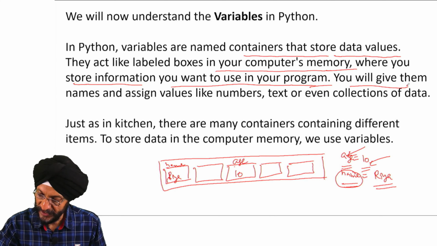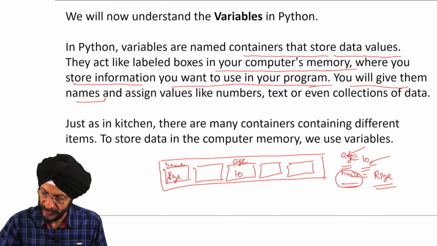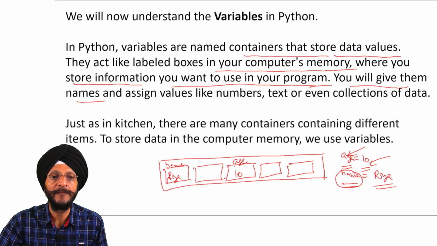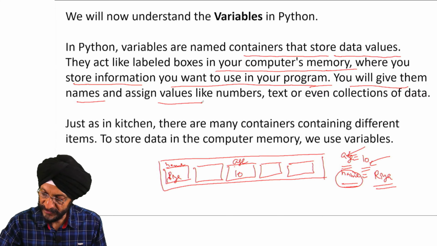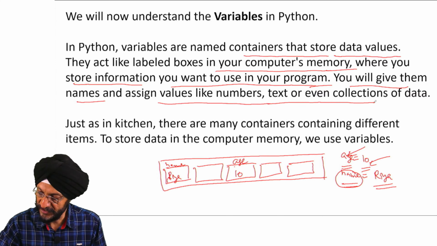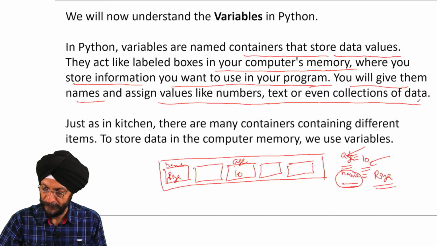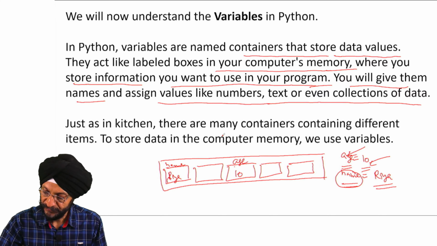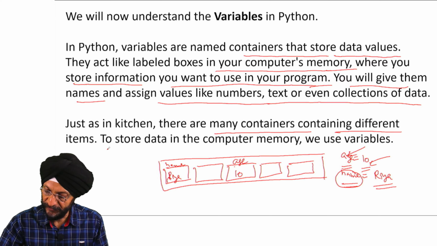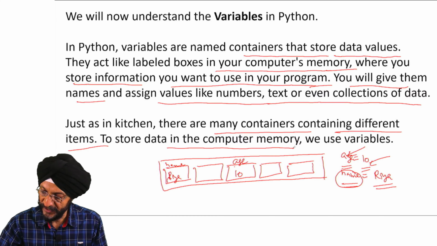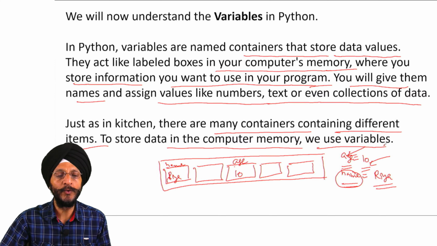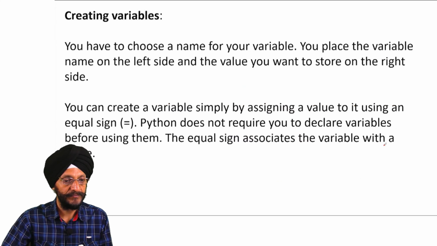So in this way, variables are the containers in which values are stored, and we will use these values in our programs at a later date when we run the code. You give them names. We give these names to the containers and assign values: numbers, text, or even collections of data. Just like in a kitchen, there are many containers containing different items. To store data in the computer memory, we use variables.